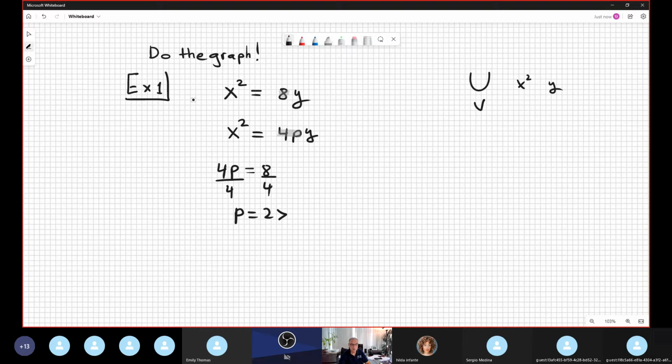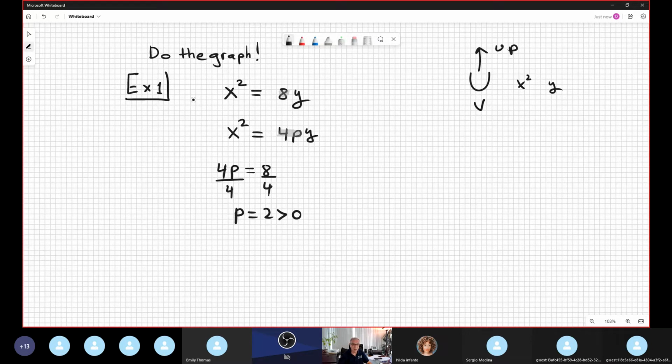And 2 is positive. Si es positive, entonces my parabola opens upward. Sorry, up. Okay, two identifications. Remember, we have 4 kinds. Vertical, horizontal, and so you select one. Oh, vertical. Okay. But in what direction? Up or down? You analyze the sign of p. p is positive. Up. Cool.